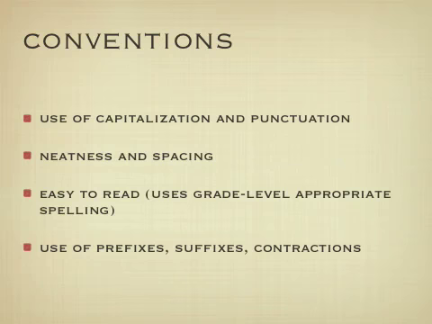And the last thing we look for is conventions. Conventions make the writing easy to read. So the things that kids can do to make sure that their writing is easy to read are using capitals and punctuation, of course the neatness and the spacing. It needs to be easy to read. And the children might start using prefixes and suffixes and contractions to show that they know how words work.